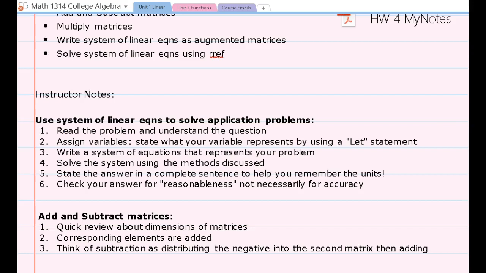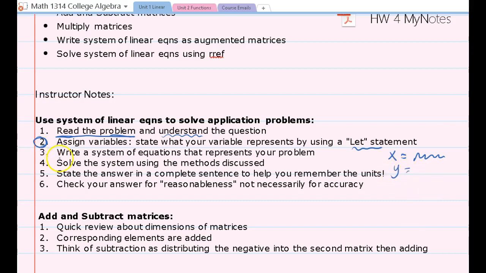So there's a 6-step process when you have word problems, and the very first one is to read the problem. And the bigger thing is to understand what is being asked. So make sure you understand the question. The second thing is to assign variables. And I say a let statement. That's going to be when you state what does your x represent and what does your y represent.